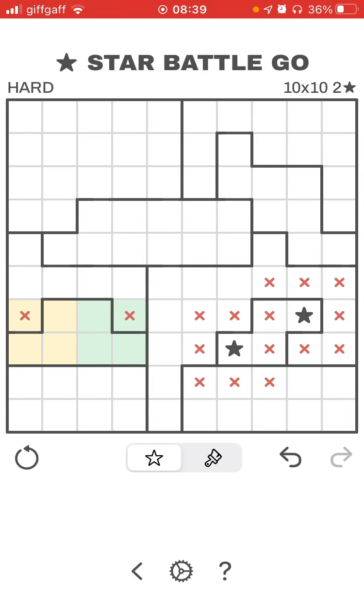So this is why I like to talk about these 2 by 2 regions, because you can get to new logic by just working out, okay, I'm carving up this space into a 2 by 2 region.